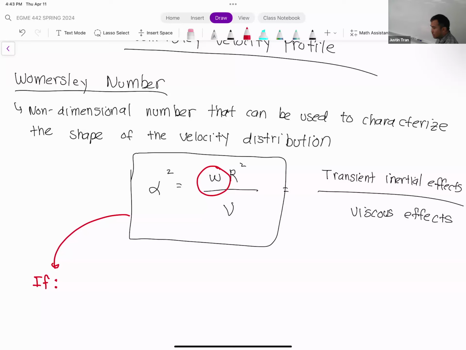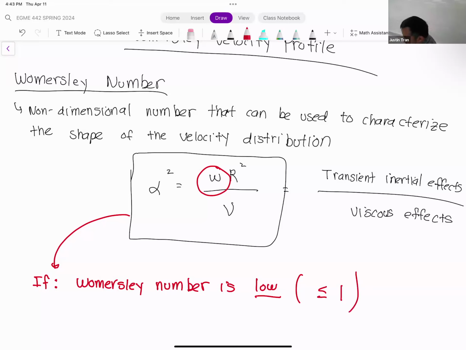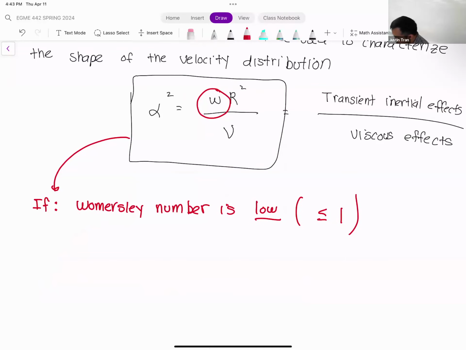So if your Womersley number is relatively low, a low value would be somewhere around one or less than one. Okay. A Womersley number of one basically means that your transient inertial effects are perfectly balanced with the viscous effects. Okay. And so when your Womersley number is low, this tells you that the oscillation frequency is kind of perfectly balanced. And so here you have a parabolic velocity profile.